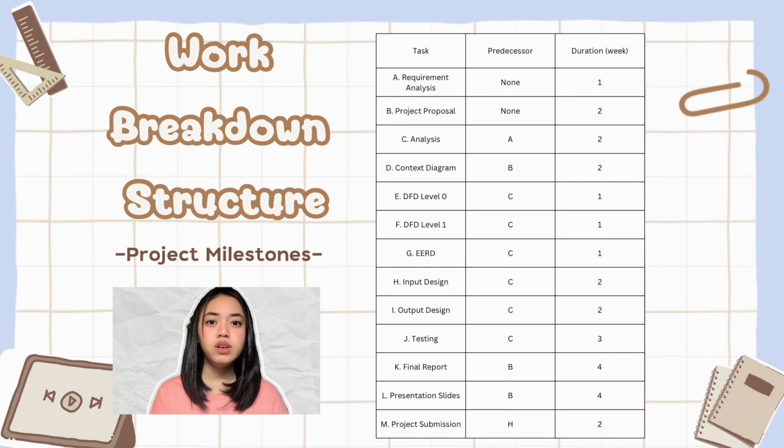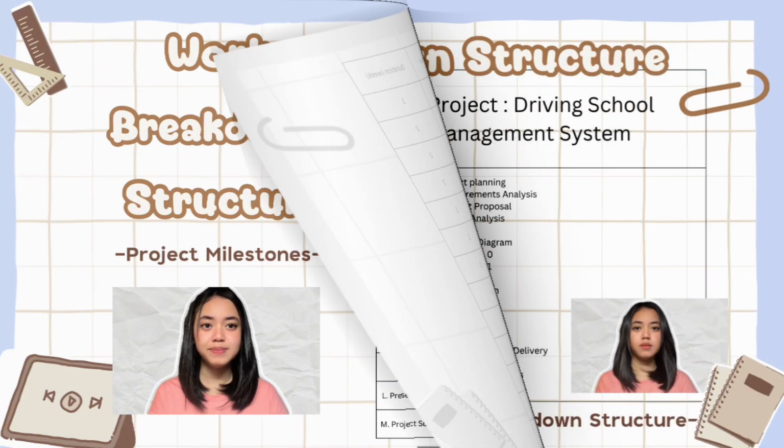Next, we do input design and output design, 2 weeks each. Then testing, which takes 3 weeks because this is the most important part to check everything is correct. At the same time, we also prepare the final report and presentation slides, 4 weeks each. The last step is project submission, which takes 2 weeks.